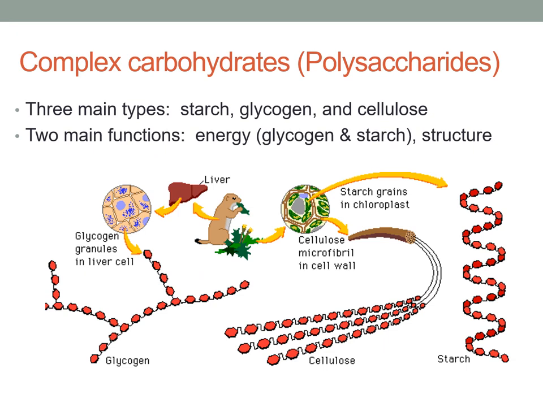Complex carbohydrates, there are three main types. So I want to draw your attention to the diagram. Animals, we are animals. We only produce one type of complex carbohydrate in our bodies, which is glycogen. That is our storage form of sugar.